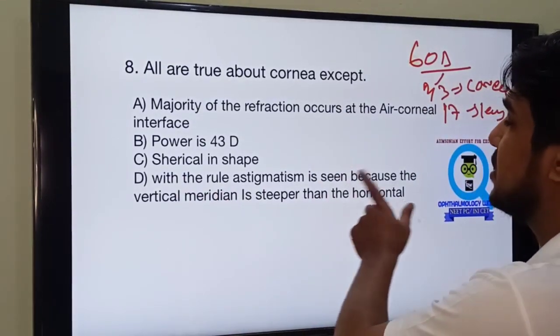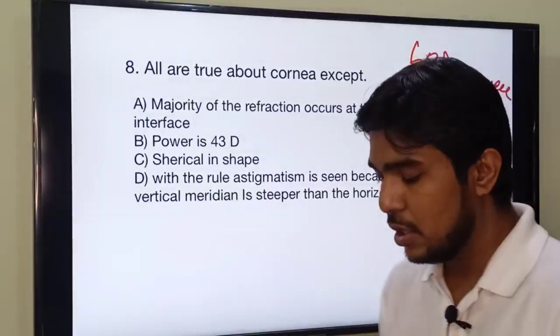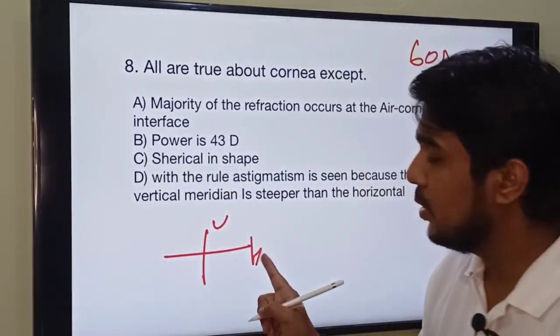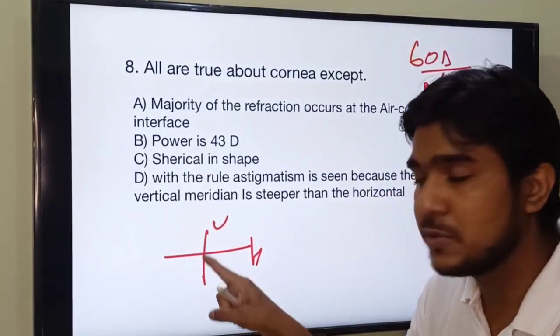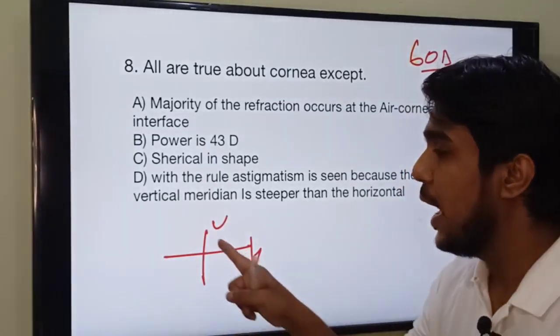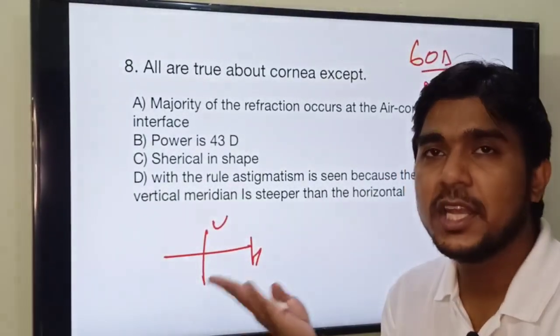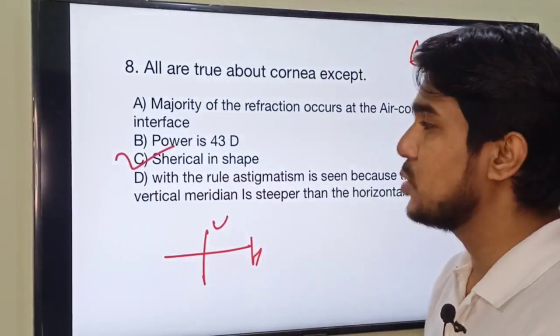With the rule, astigmatism is seen because the vertical meridian is steeper than the horizontal meridian. So this is the vertical meridian, this is the horizontal meridian. Because of the eyelid pressure, this meridian becomes steep, becomes more curved. Steep means more curved. And since it is naturally occurring, that's why it's with the rule, with the nature. So this is the right option. Our answer is this one, spherical in shape.